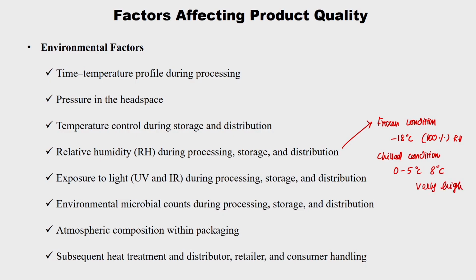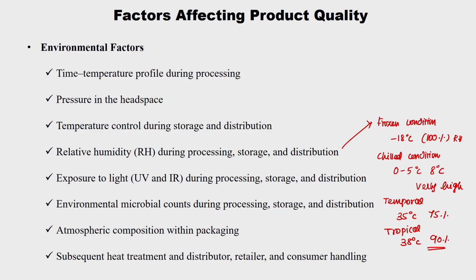Then the other condition goes like normal temperate condition. So, that is 35 degree centigrade, 75% relative humidity. The other condition is tropical, which is around 38 degrees centigrade and 90% humidity, high humidity condition and high temperature. So, relative humidity and temperature during storage and distribution also affect the product quality.